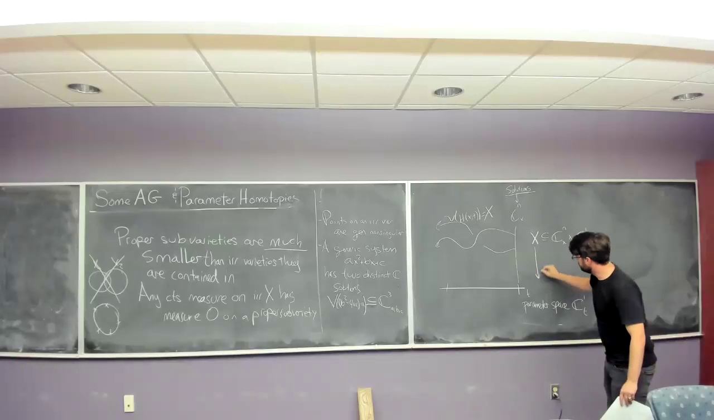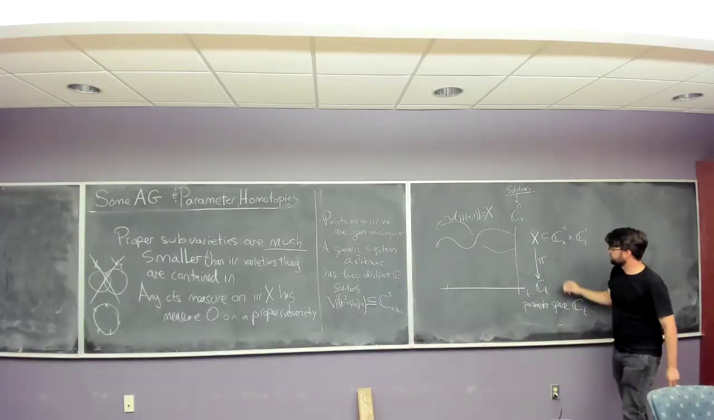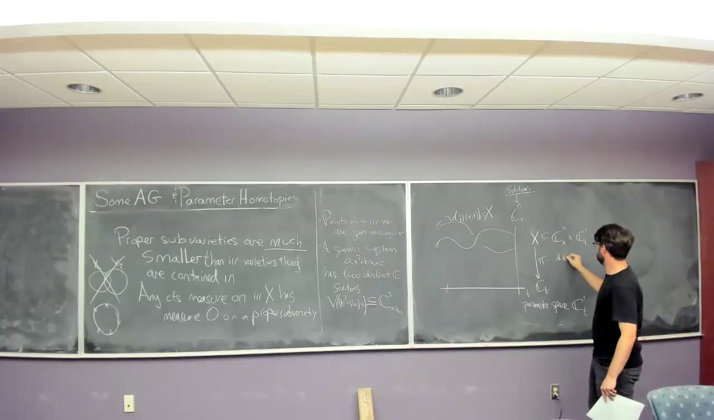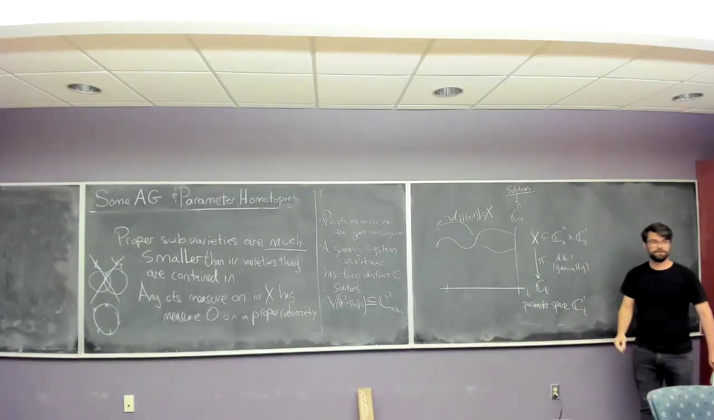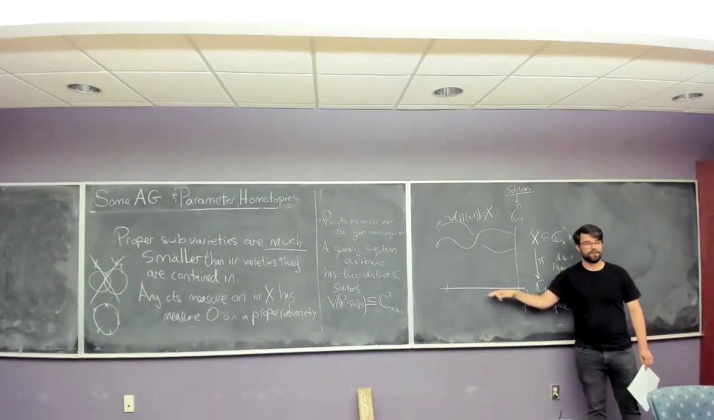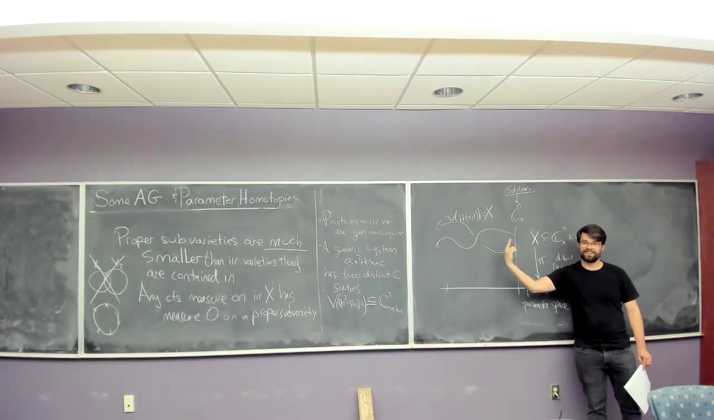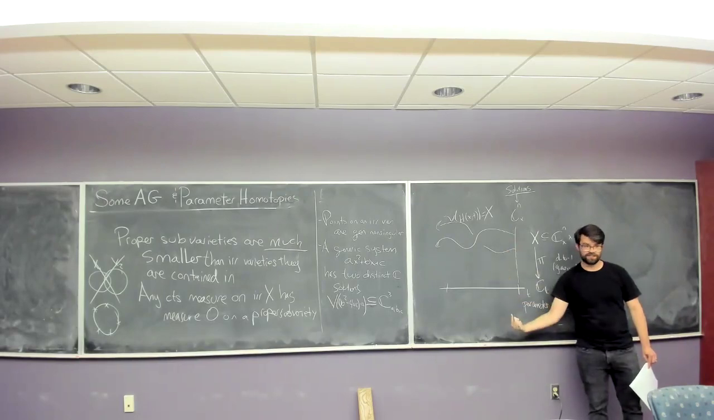And we had a map down to the parameter space, which was kind of a silly map to consider, but it was d to 1 generically, which means for all but a subvariety of the parameter space, the fiber of this map is exactly d distinct solutions. Okay, this map is generically d to 1. We know exactly what that means now.